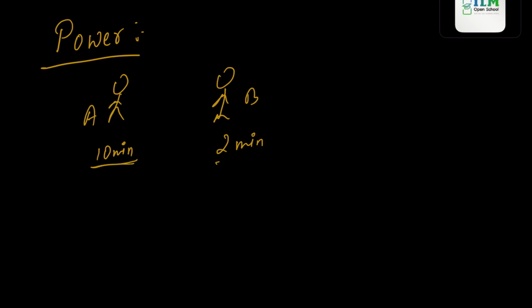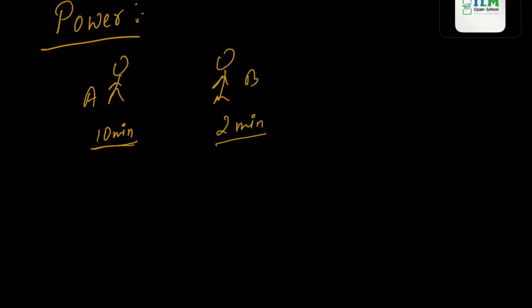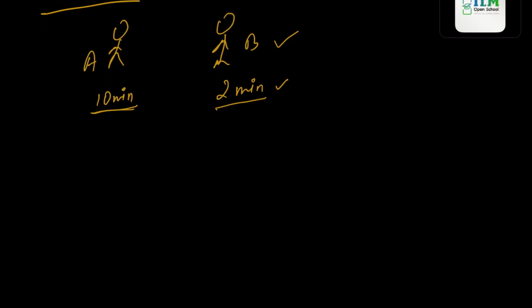If a person takes more time or less time in doing that same work, who do we say is more powerful? The person who is faster, who does it in less time, we say that this person is powerful. Person B is more powerful than person A because he does the same work in 2 minutes, but person A takes 10 minutes to do it. So when we talk about power, we don't consider only work. We consider time as well, that is, how much time it takes to do that work.